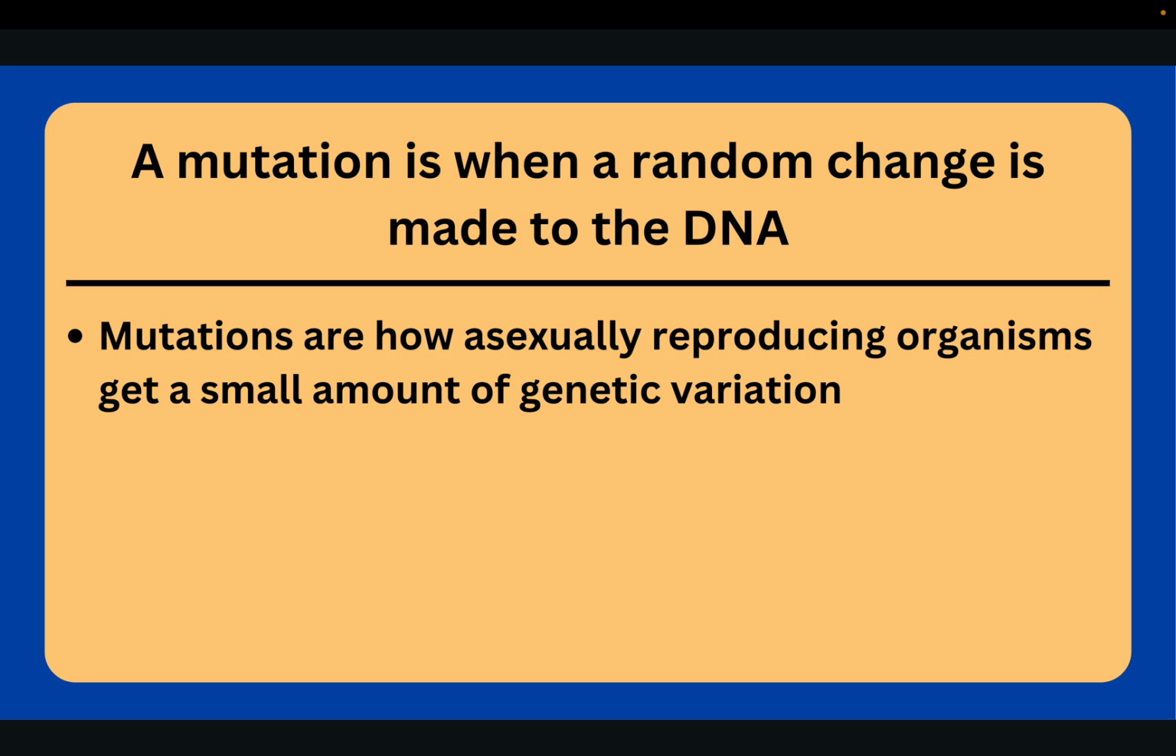Mutations are the only way that asexually reproducing organisms actually do get a small amount of genetic variation. So remember how a few weeks ago I told you that asexual reproduction produces only identical clones? Well, that was almost true, but it was a little bit untrue. They do attempt to produce perfect identical clones, but then you get these random mutations that creep in, and it adds just a little bit of spice, just a little bit of genetic variation. Not nearly as much as sexual reproduction, but just a little bit.